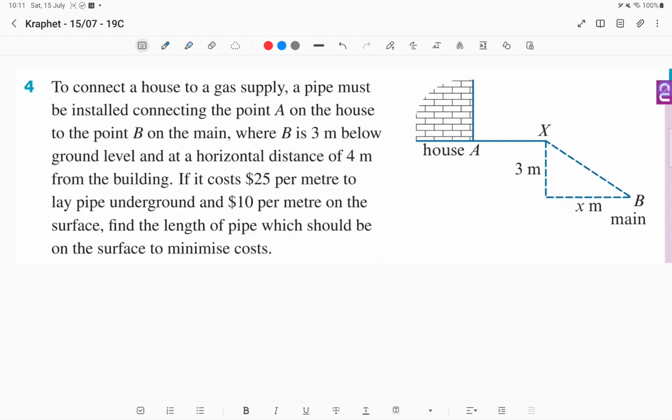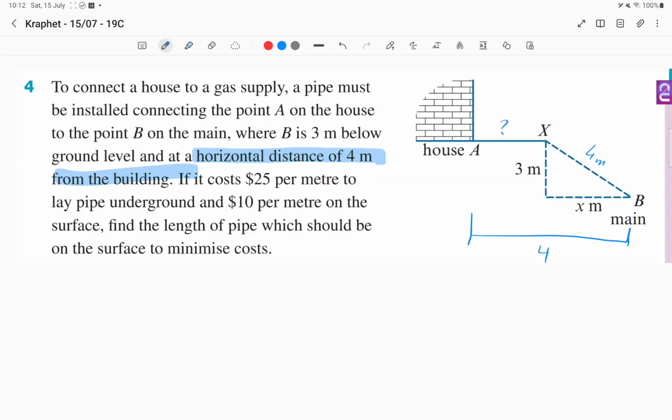Okay, so what do we do? Put the 4 in first. Okay, put the 4 in first and where? Up the top. Oh wait, let me show you again to make sure. The figure is right, and at a horizontal distance of 4 meters. Yeah, but XB is 4. XB is 4. Horizontal distance of 4 meters from the building means that is 4. Because otherwise, how do you know AX?